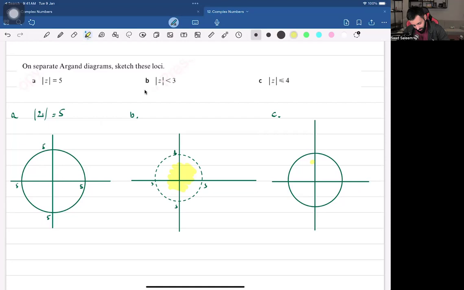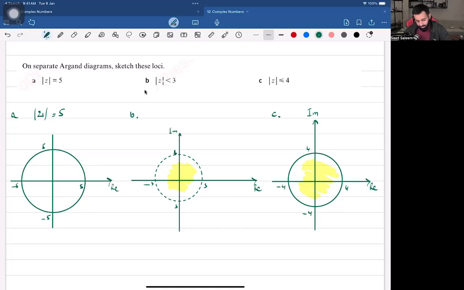A circle with radius 4. That means this is 4, this is 4, this is 4, this is minus 4, actually. Forgot to write minus in the previous question as well. But anyway, you get the point. Real axis, imaginary axis. It's always a good idea to label your axes. Real, imaginary, real, imaginary.